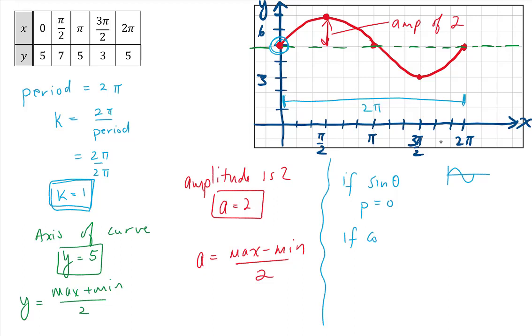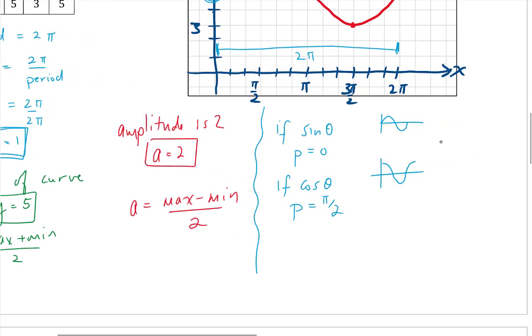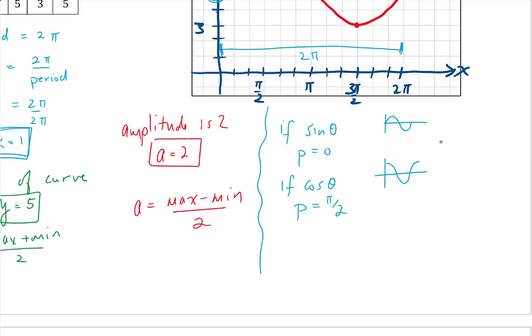If we use cosine, remember cosine starts at a max, goes to a min, and back up to a max. So if we're going to use cosine, we need to start at this point, which we see is equivalent to pi over 2. So if we use cosine, we have to use a p-value of pi over 2. So now we can determine or state both our equations.